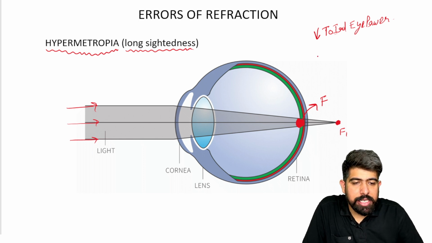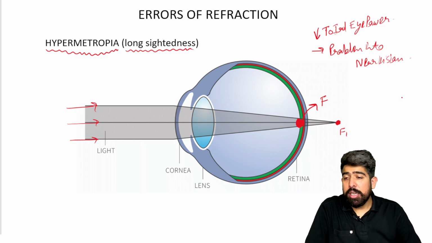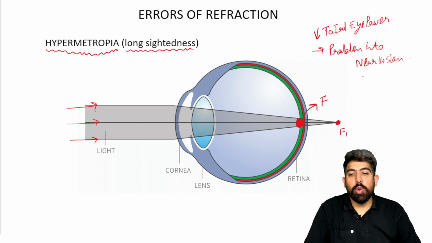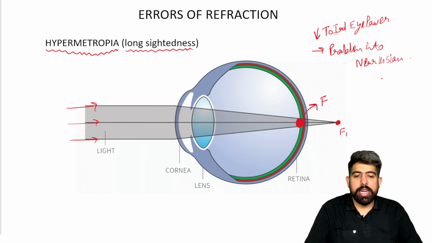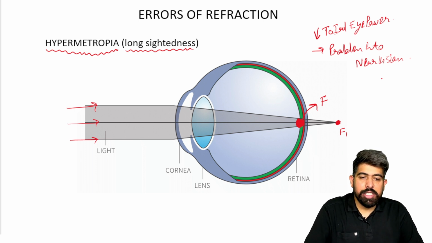The patient is facing the problem in near vision. The patient with hypermetropia has a problem with near vision. What about far vision? The far vision is okay. The patient is facing the problem only in near vision, so the patient's near vision will not be clear.